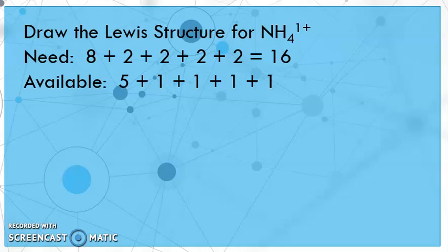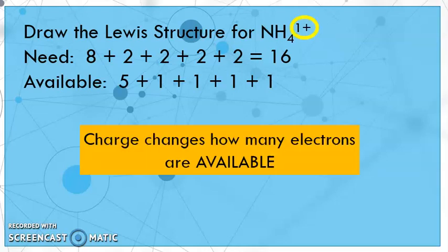Now, if you have a +1 charge, that means that you've lost an available electron. You have 1 less available electron to play with. So we're going to take away 1 from the available area. Again, that charge will definitely affect the number of electrons that you have available. If you have a positive charge, you're going to take that number away from the available. The opposite would be true for a negative charge, and we'll talk about that in just a moment. So in this case, I'm going to subtract 1 from my available electrons because I have this +1 charge. That will give me a total of now 8 available electrons.